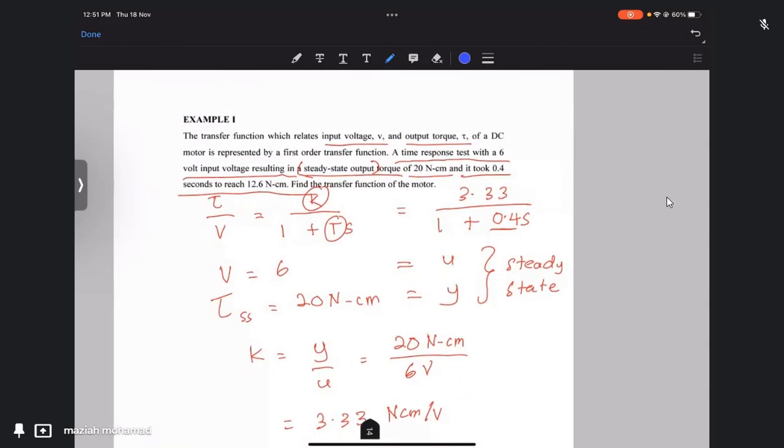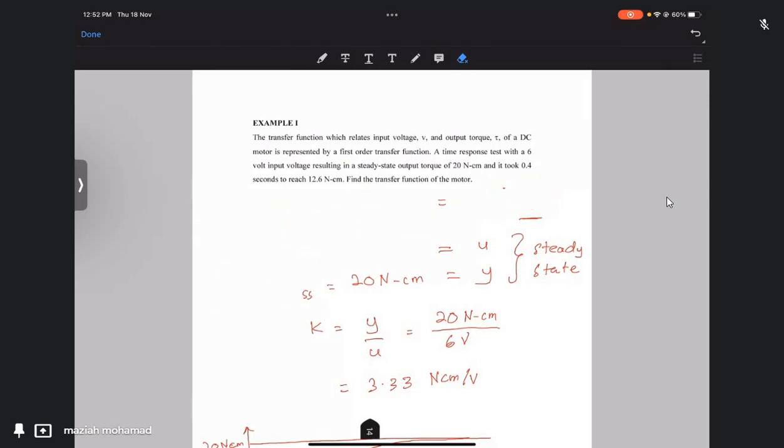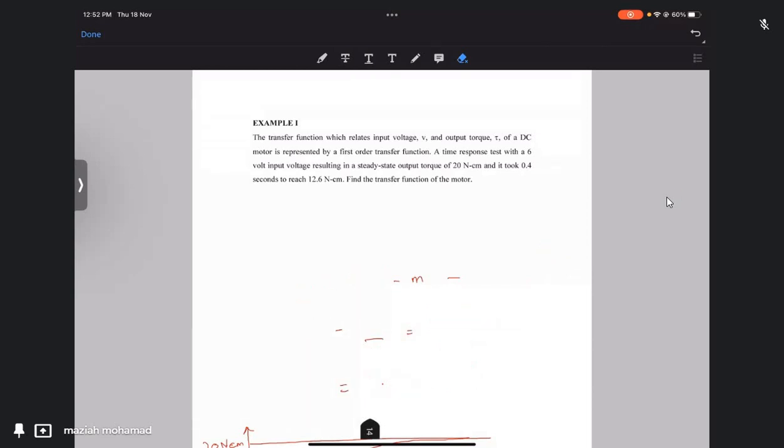All right, so for the example here, this is for the first order system. The question asks you to find the transfer function of the motor. The system is a motor.